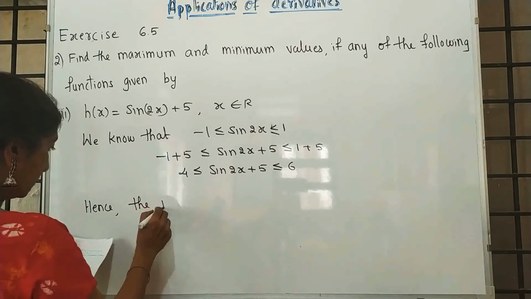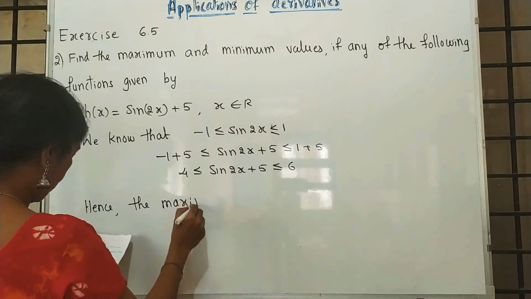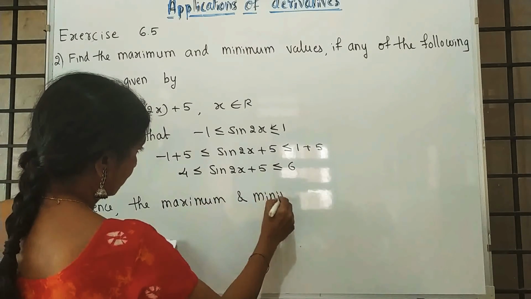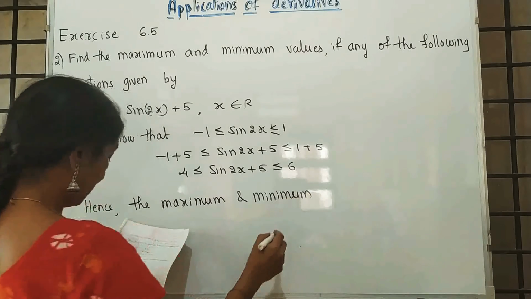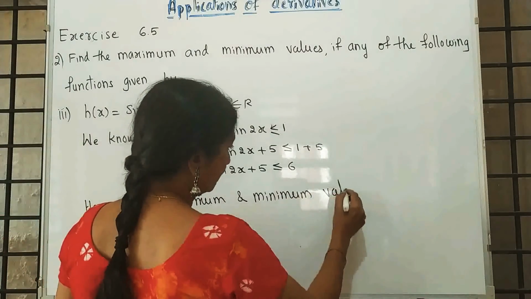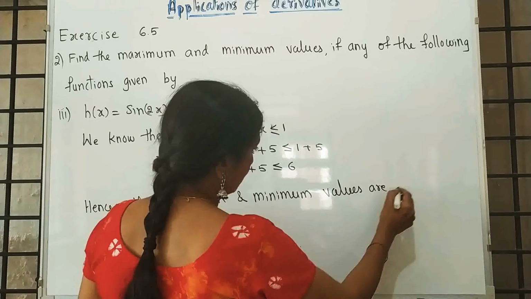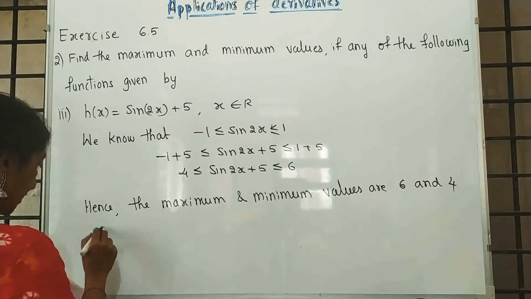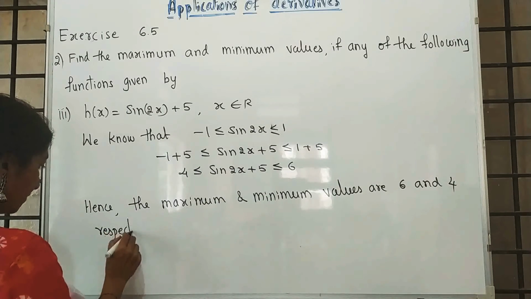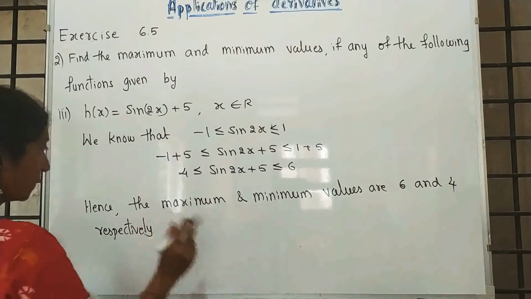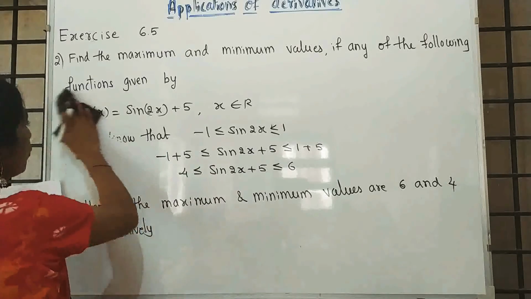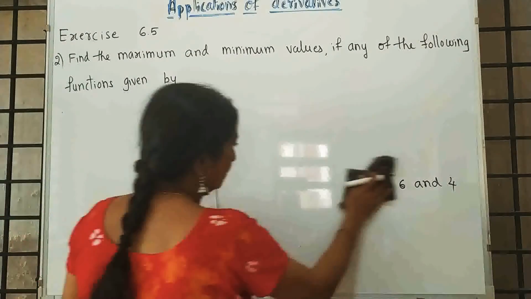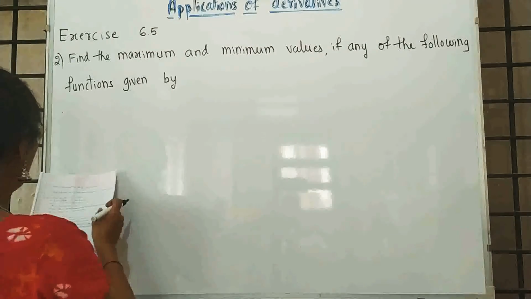Hence, the maximum and minimum values are 6 and 4 respectively. Yes. Moving to the fourth question.